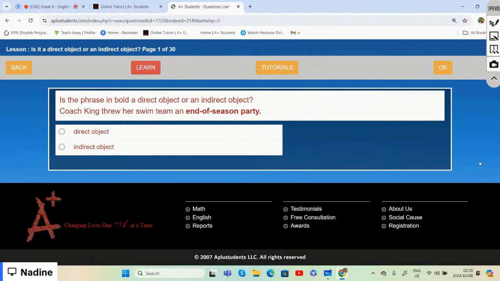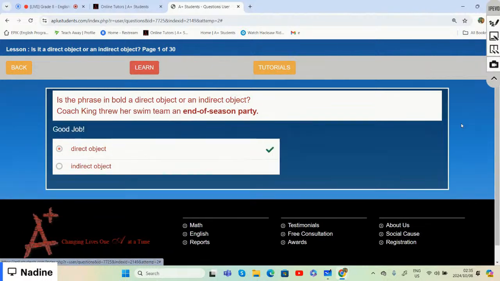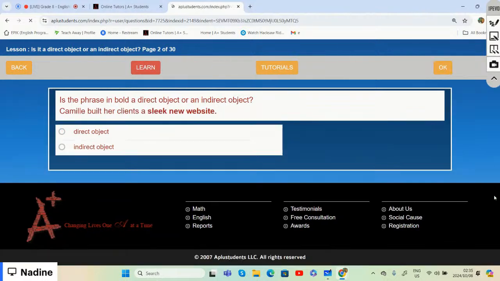And if we were to choose our correct object, right? End of season party is a direct object. All right, so option one, a direct object.